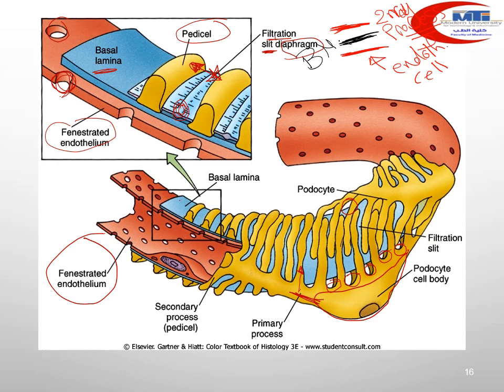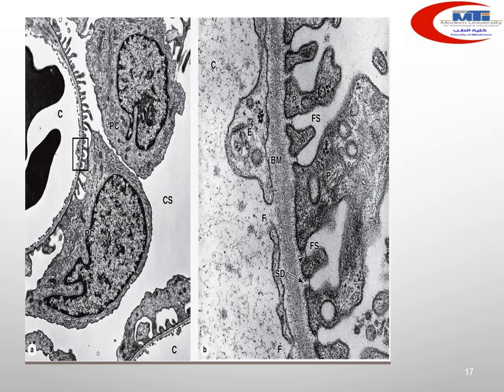Whereas the secondary processes or pedicles of the podocyte have a filtration slit and it has the diaphragm. The filtration slit is about 25 nanometers, whereas the thickness of the diaphragm is about 5 nanometers. Of course, for the podocyte to appear as this structure with primary and secondary processes, it must contain lots of microfilaments and microtubules to form the cytoskeleton of the cell. The cell itself must have a very strong cytoskeleton.